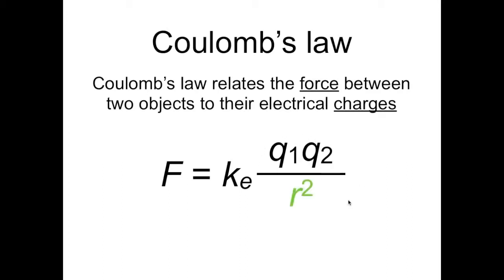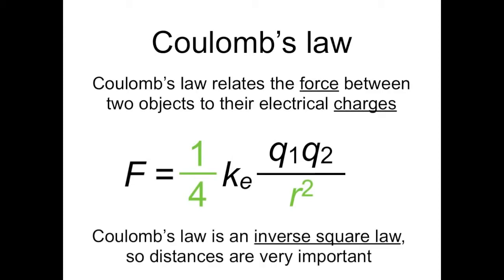The other key is the r squared in the denominator. Suppose we doubled the distance between two charges. How would the force change? Doubling the distance means we're changing the r to 2r. Squaring 2r gives 4r squared, and we can move the 4 in front of the fraction, keeping it in the denominator. So now we have 1/4 of our original force, back when the distance was r. Doubling the distance results in 1/4 of the force. Similarly, halving the distance would have quadrupled the force. In other words, Coulomb's law is what's known as an inverse square law, like the law of gravity, and so distances are very important.